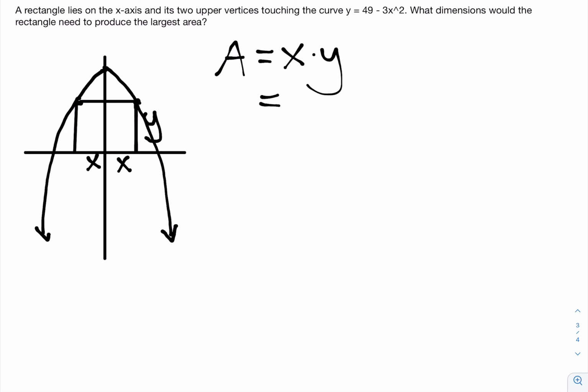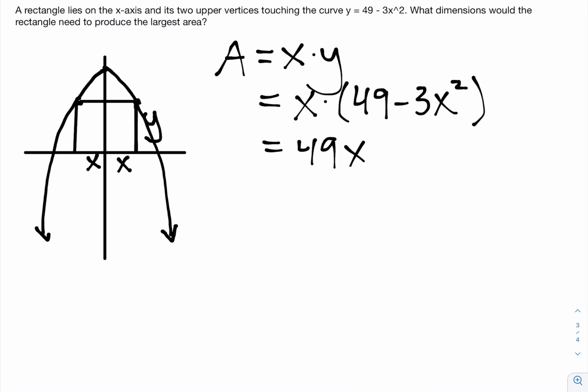Well, let's think about it here. Instead of y, I told you that y was the same as the function's height, and this is the function here, right? In the question, it explicitly says y is equal to 49 minus 3x squared. So instead of y, we can just say 49 minus 3x squared, and expanding this, we get 49x minus 3x cubed. Right, so this is our area.